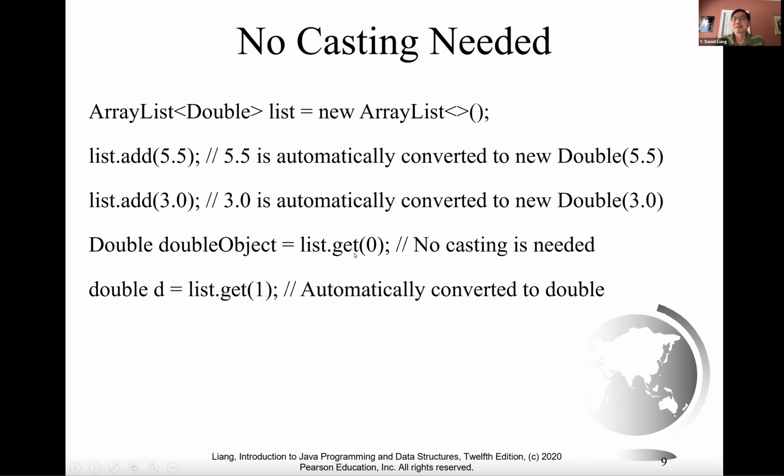And list.get(0) returns the first element in the list, and now this is a Double. You can also write list.get(1) like this. It returns a Double value. It's a Double object, and this is automatically unboxed into a primitive data type value.